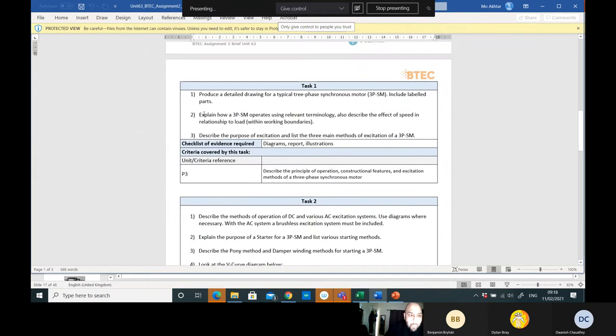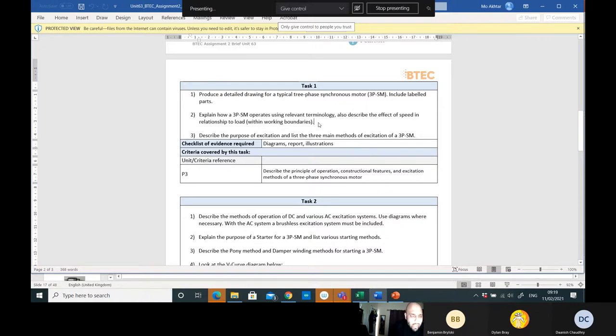Next, it says here, explain how a three-phase synchronous motor operates using relevant terminology. Also describe the effect of speed in relation to load within working boundaries. Now, as we know, with a synchronous motor, if you put load on the synchronous motor, the speed doesn't change. It's not like an induction motor, okay? So it stays the same. So it doesn't affect the speed within the boundaries, okay?